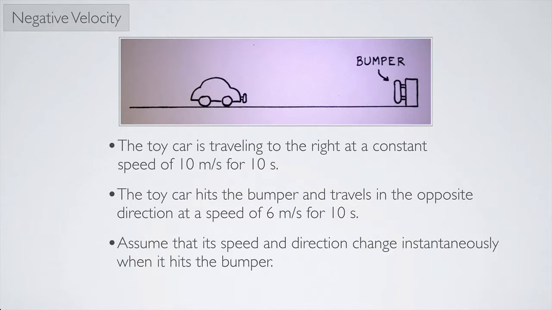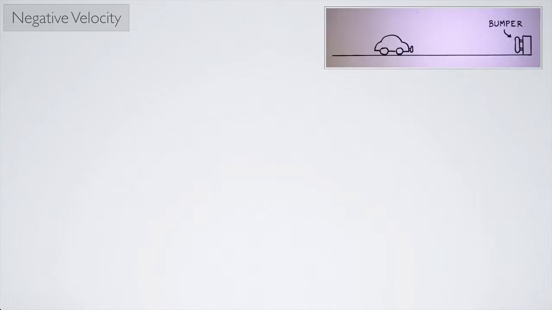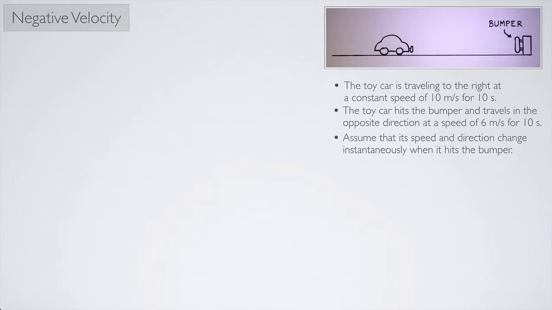And assume that its speed and direction change instantaneously when it hits the bumper. Okay, so how far did this little toy car travel? Well, now we have an interesting situation. We have negative velocity. Let's put the little picture of the toy car back up and the three conditions that we had here.